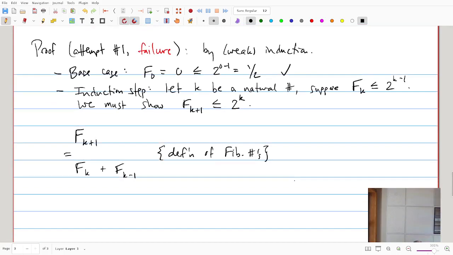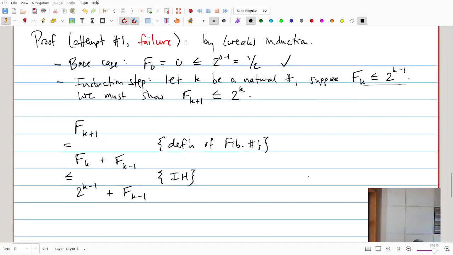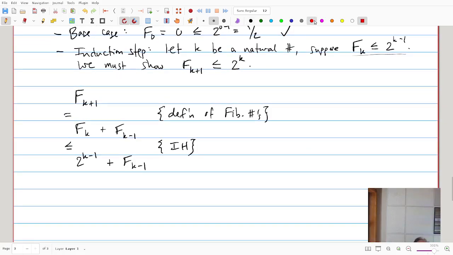And then, well, I know something about fk, right? I suppose that fk is less than or equal to 2 to the k minus 1. So I could replace that, and I could say, well, this is less than or equal to 2 to the k minus 1 plus fk minus 1. This is our induction hypothesis. And now I'm stuck, because I don't know anything about fk minus 1. So I'm stuck.